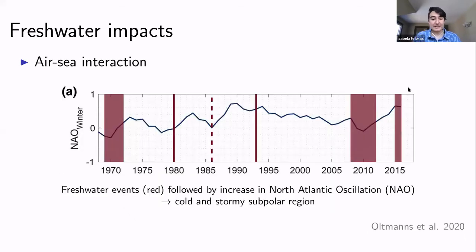Another really interesting recent study showed that there's a link between fresh water that's spread over the large scale subpolar North Atlantic and the atmosphere. In this plot, I'm showing in red freshwater events, and in blue the winter NAO, or North Atlantic Oscillation. You get a general sense from this figure that the freshwater events are followed by an increase in winter NAO. And winter NAO is associated with a cold and stormy subpolar region. Now, in this paper, they go through mechanisms for how this works, but this is a really fascinating air-sea interaction impact of freshwater spreading over a large scale.